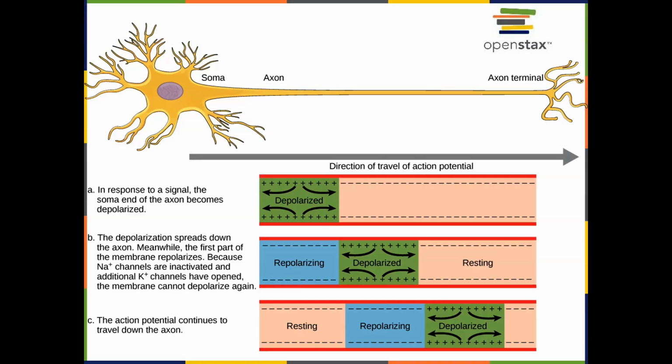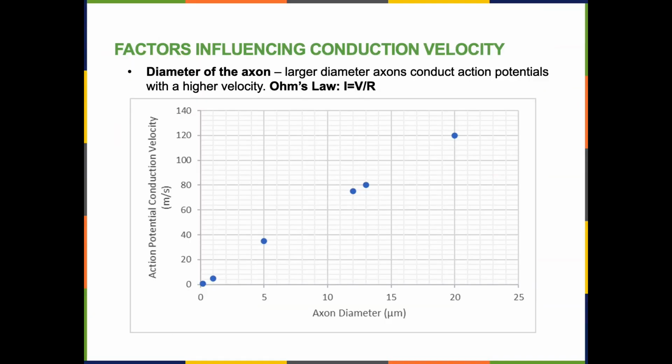However, the velocity of action potential conduction, that is, how fast the action potential spreads from one point in the axon to another point in the axon, is not constant. There are a number of variables that can influence how rapidly an action potential can spread down the axon. Action potentials typically travel in the range of about half a meter per second up to around 120 meters per second. This graph shows us the relationship between axon diameter and action potential conduction velocity.